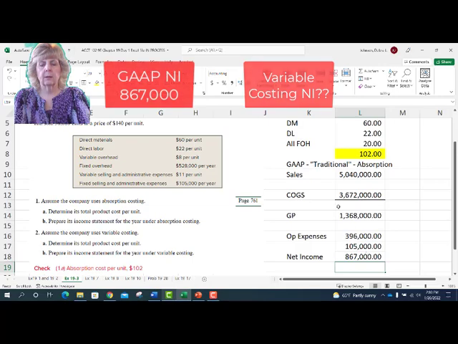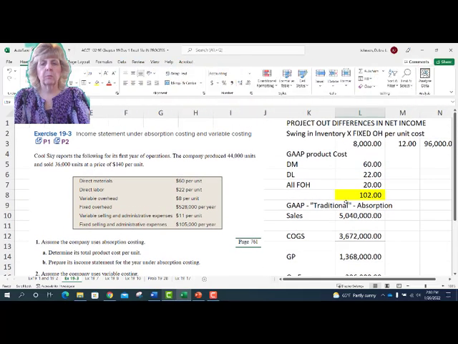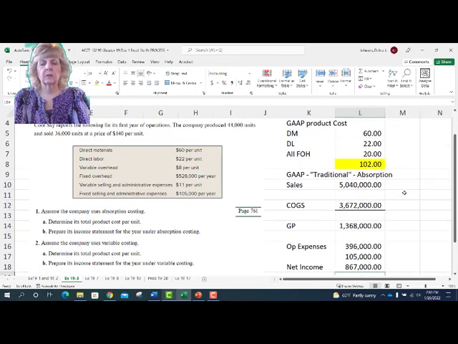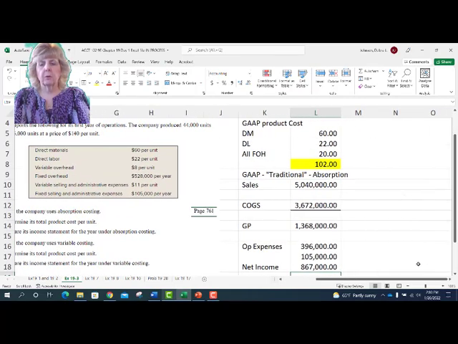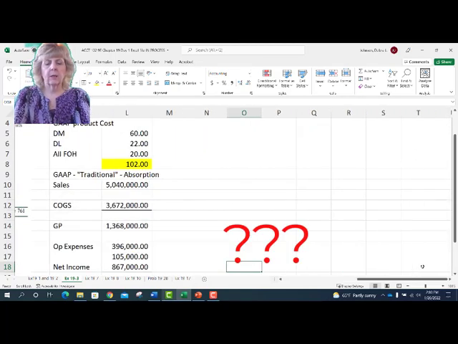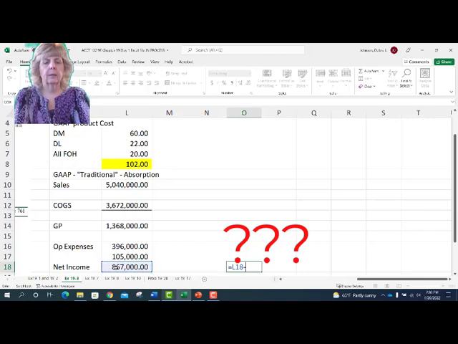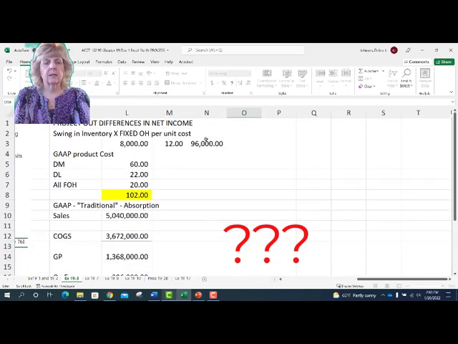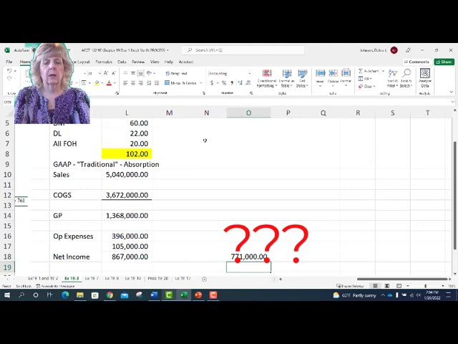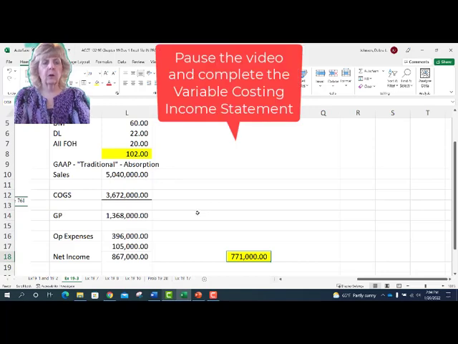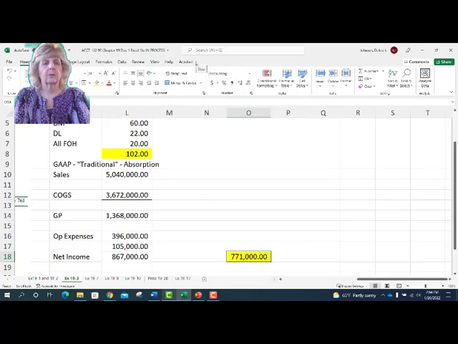Here's the question: can you tell me how much the variable costing income statement will be before we ever try it? If you look at the prediction we made at the top, you know that net income is going to be $96,000 less. So my prediction, before I even create the income statement, is going to be what it is under GAAP less that $96,000 swing due to the inventory. Let me give you a minute to see if you can crank out that variable costing income statement, and we'll be back to compare our answers.